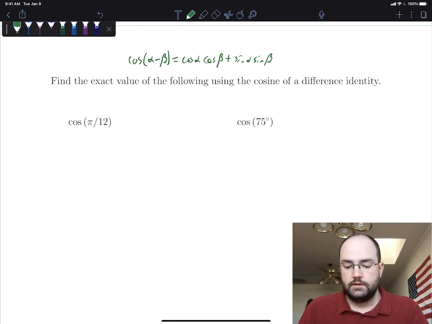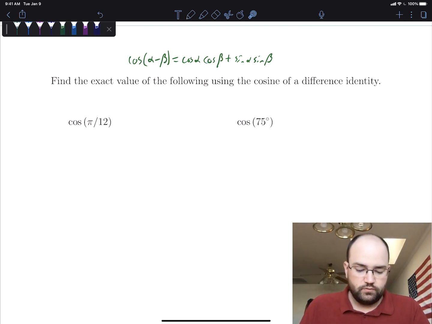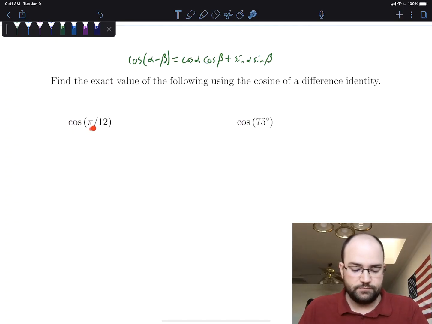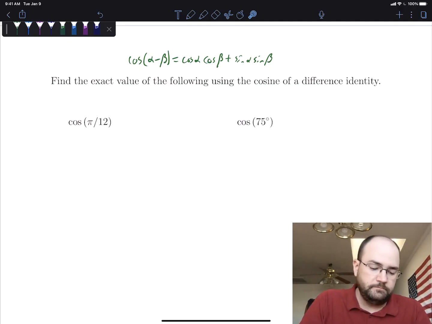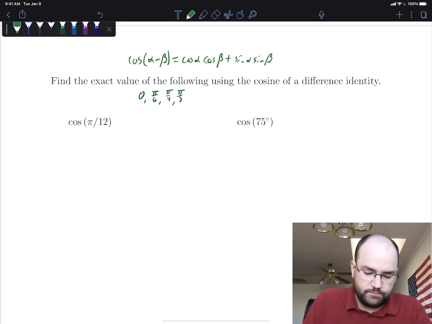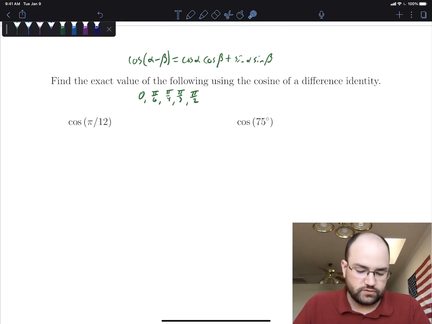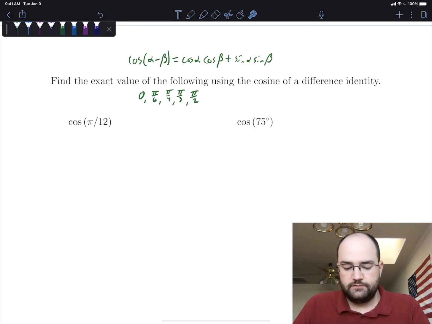Good deal. Now, if we want to use the cosine of a difference identity, we need to figure out what two numbers would give you cosine of pi over 12. So pi over 12 is what we want to figure out. If that's in radians, we're working with 0, pi over 6, pi over 4, pi over 3, and pi over 2. Those are our special angles in the first quadrant. So if we have pi over 12, we can use these to get there, and we're subtracting.